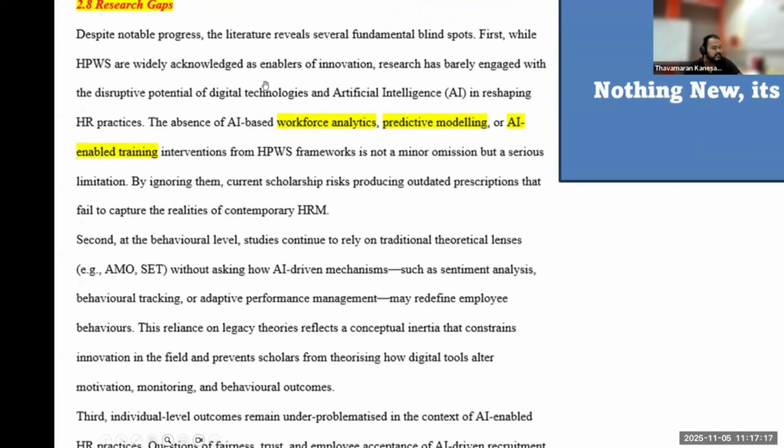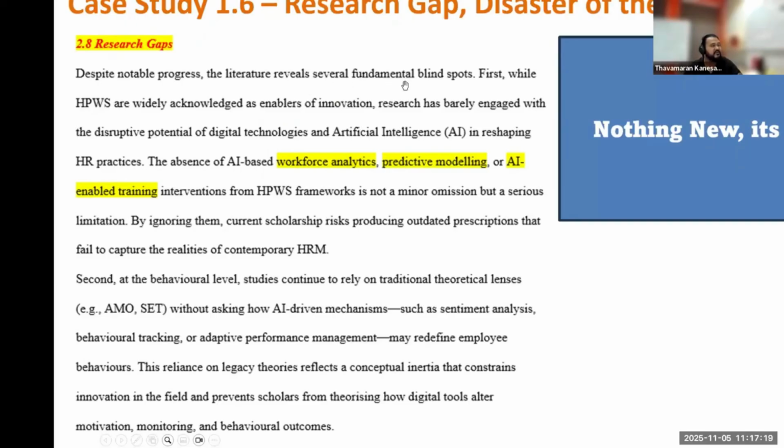Despite notable progress, the literature reveals several fundamental blind spots. First, while HPWS are widely acknowledged as enablers of innovation, research has barely engaged with the disruptive potential of digital technologies and artificial intelligence in reshaping HR. The absence of AI-based workforce analytics, predictive modeling, or AI-enabled training interventions from the HPWS framework is not a minor omission, but a serious limitation.